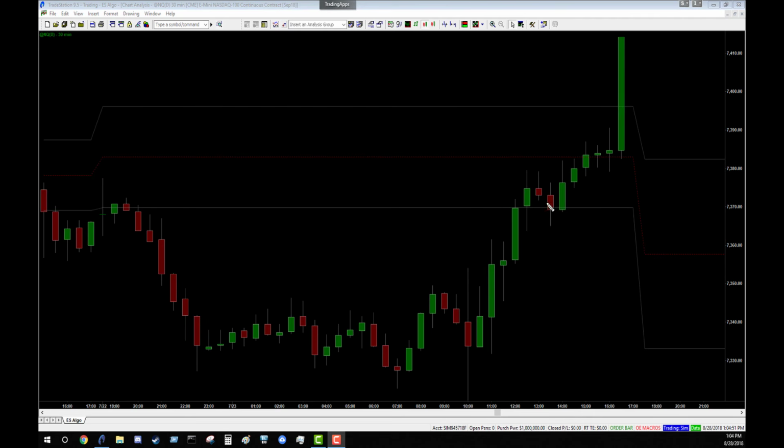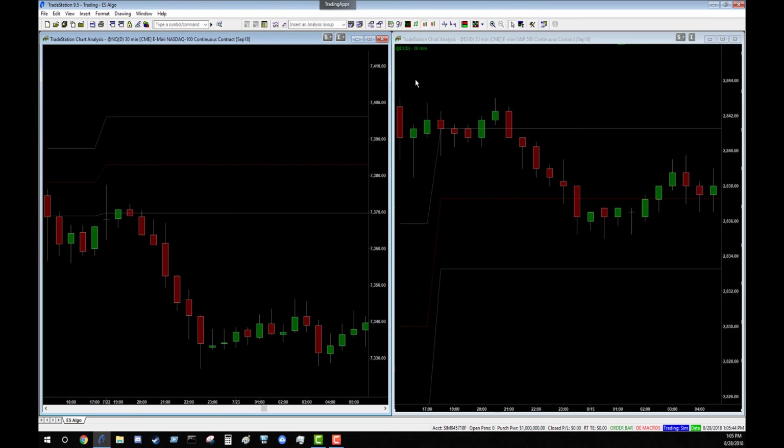Now you can see that we came down below the value area. No problem. We already satisfied conditions. We came right back up, hung around point of control for a minute, and filled right to the top side. And that's exactly what you're looking for with this value area strategy. So that's the value area 80% rule.